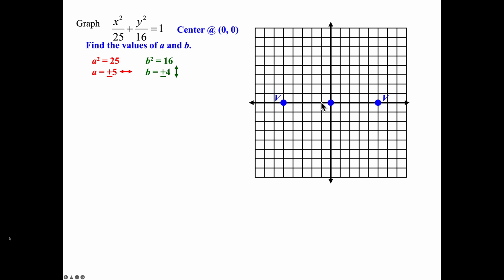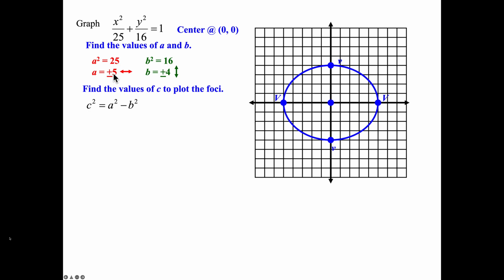So from my center, left and right 5, up and down 4, and we draw our best looking ellipse. Now, the other thing you're going to also have to plot or identify their location is the foci, and that's the distance of C from the origin to the foci. So we grab that Pythagorean theorem with the minus sign.